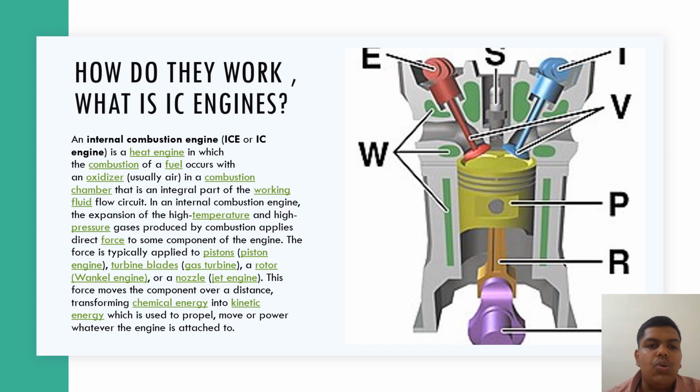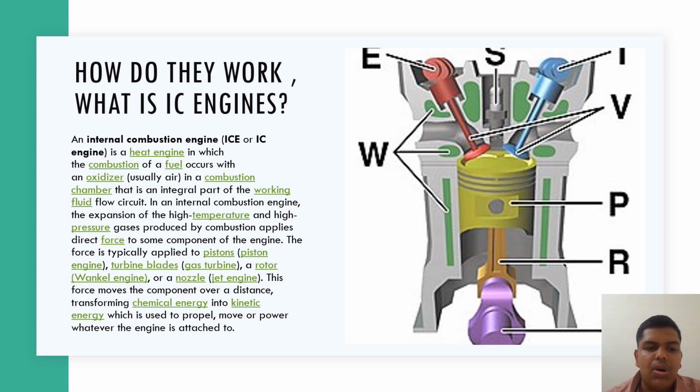How do they work? What are IC engines? An internal combustion engine, ICE or IC engine, is a heat engine in which the combustion of fuel occurs with an oxidizer in a combustion chamber that is an integral part of the working fluid flow circuit. The expansion of high temperature and high pressure gases produced by combustion applies direct force to some component of the engine. The force is typically applied to pistons, turbine blades, a rotor, or a nozzle.